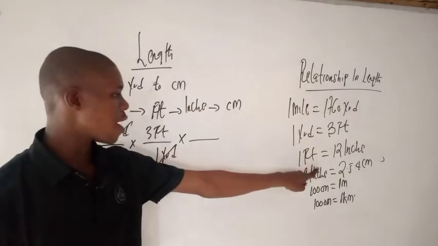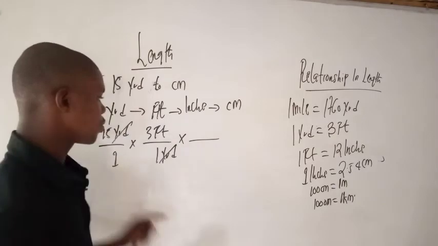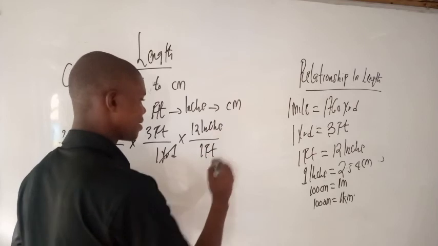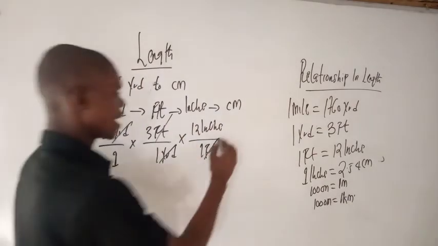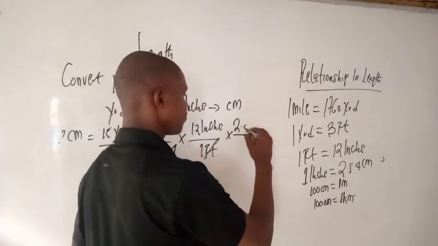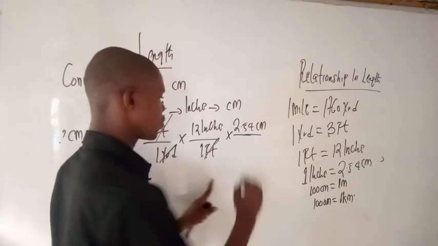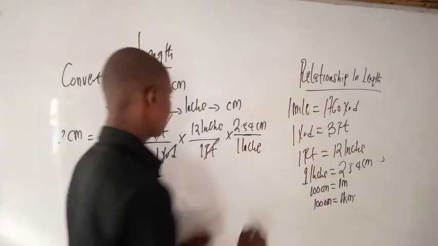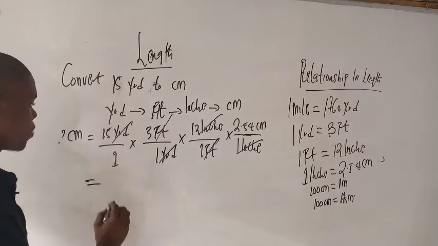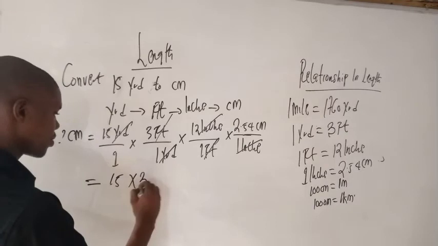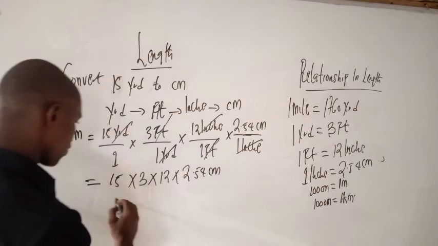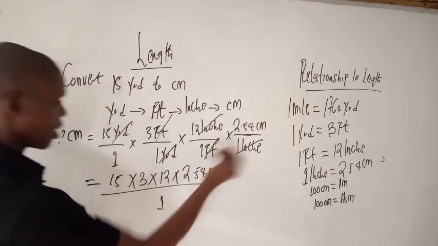Next one: 1 foot equals 12 inches. So 12 inches will be at the top, 1 foot at the bottom, so foot and foot cancel out, times. Next is centimeter. Centimeter will be at the top, 2.54 centimeter, over 1 inch. You can see that inch and inch cancel out. So what are we left with? 15 times 3 times 12 times 2.54 centimeter over 1 times 1 times 1. Do you get that?